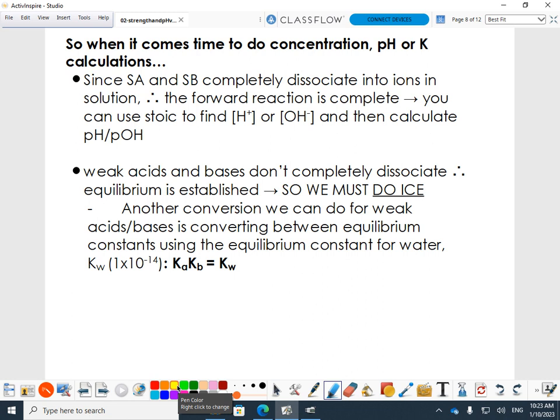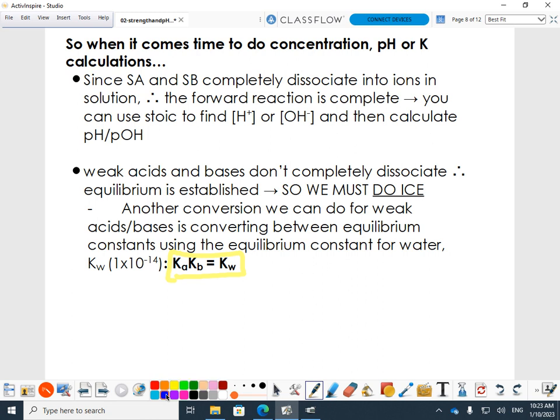So another formula is this. You can even convert between Ka and Kb using Kw. Okay, so this is another equation that is found on the reference sheet, as well as the Kw value, which is 1 times 10 to the negative 14.